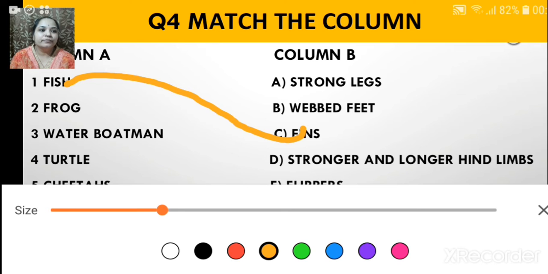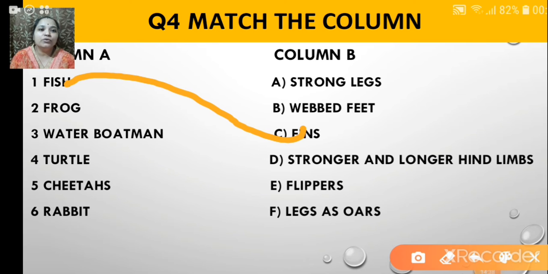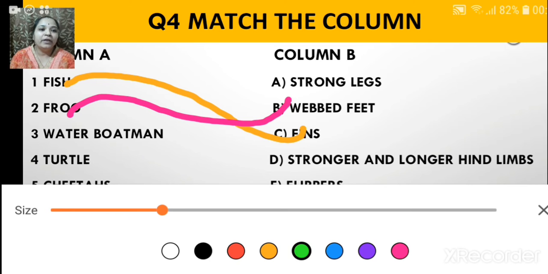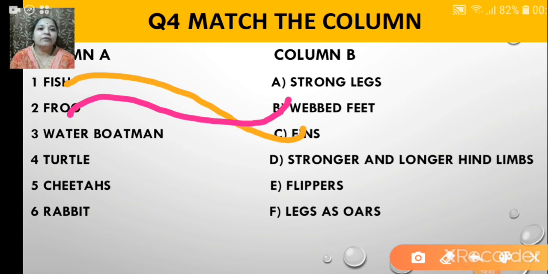Frog. What does the frog use to move? Frog uses its webbed feet to move. Water boatman. It's a type of insect. So how does a water boatman move? The answer is legs as oars. It uses its legs as oars to move in the water.